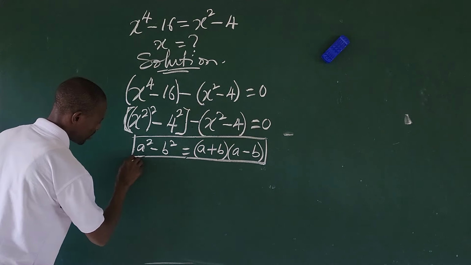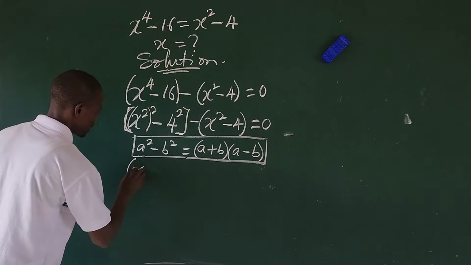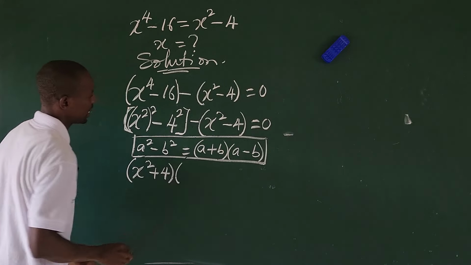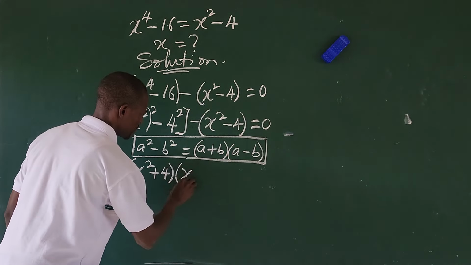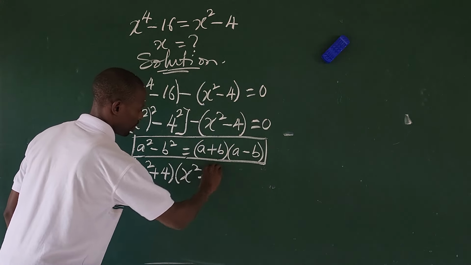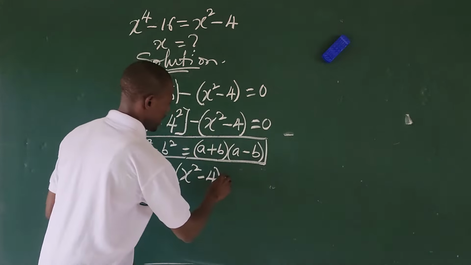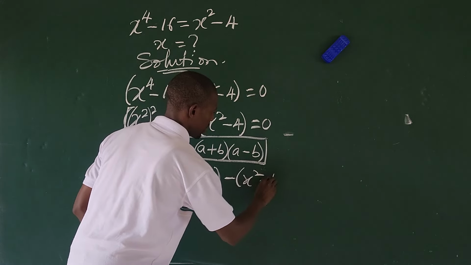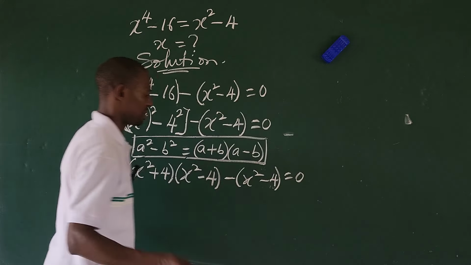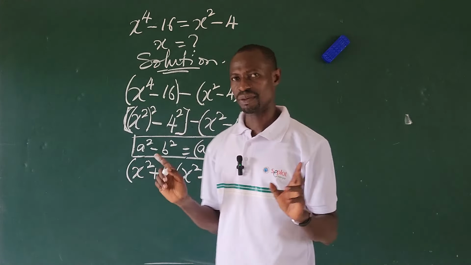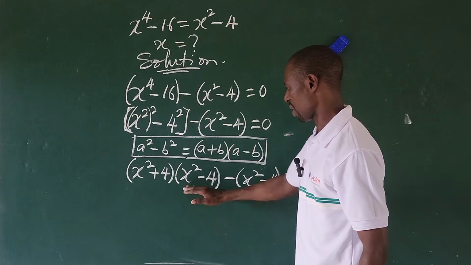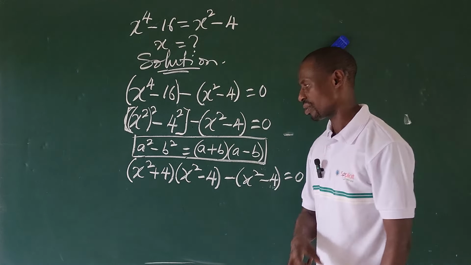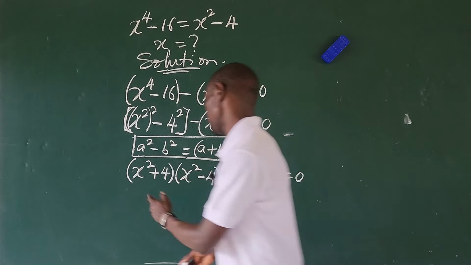We're going to have bracket open x to the power of 2 plus 4, close bracket, bracket, this will give us x to the power of 2 minus 4, close bracket. Okay, then minus what we have here, x to the power of 2 minus 4, close bracket, everything to the power of 0. So what can you spot from this expression we have here now? We have x to the power of 2 minus 4, x to the power of 2 minus 4. So we can factor that out. So let's factor that out.